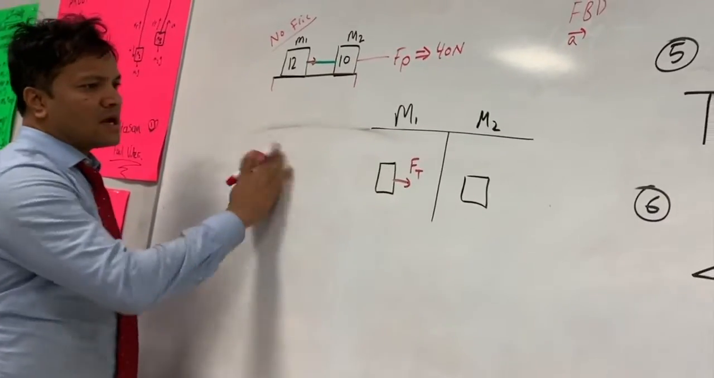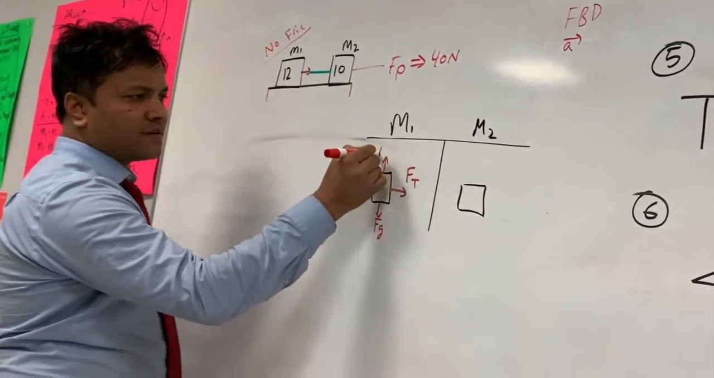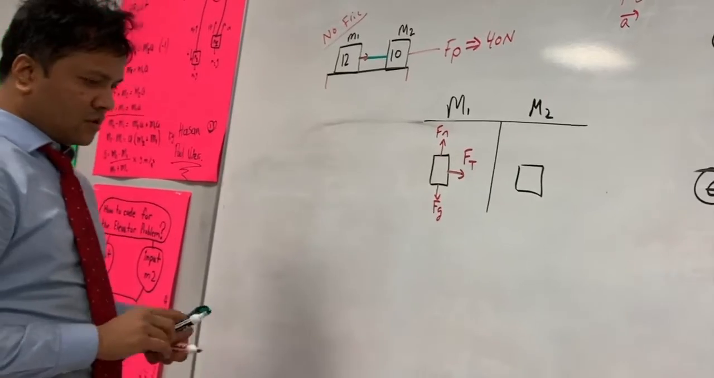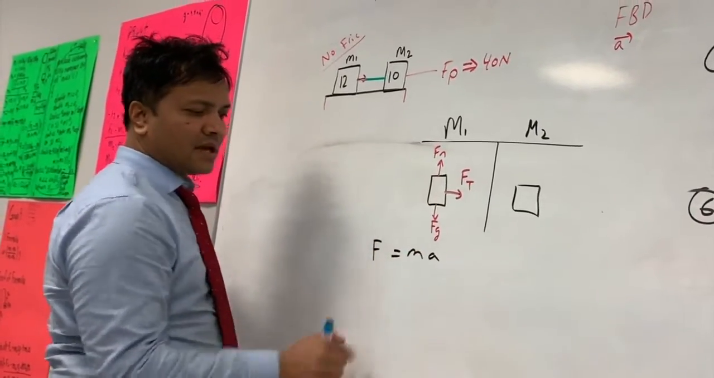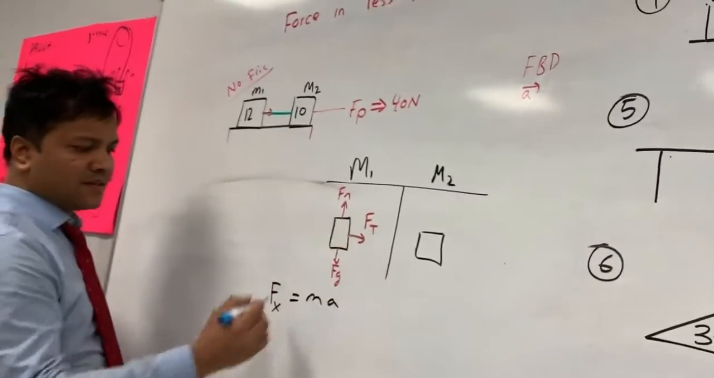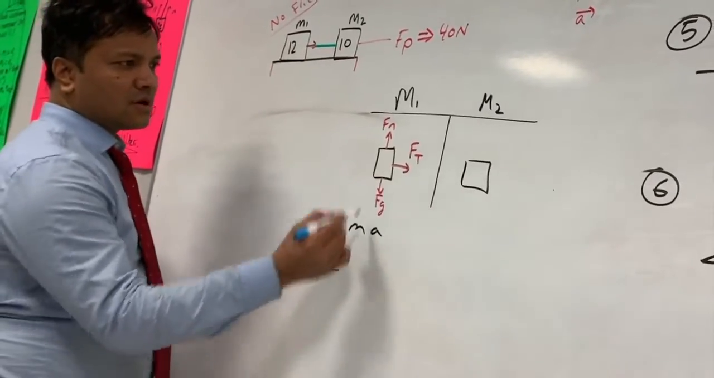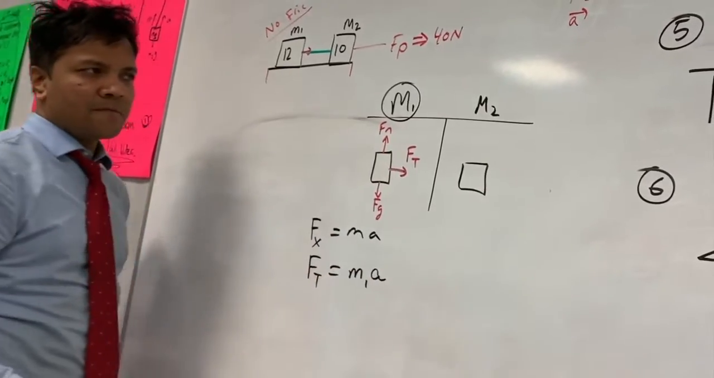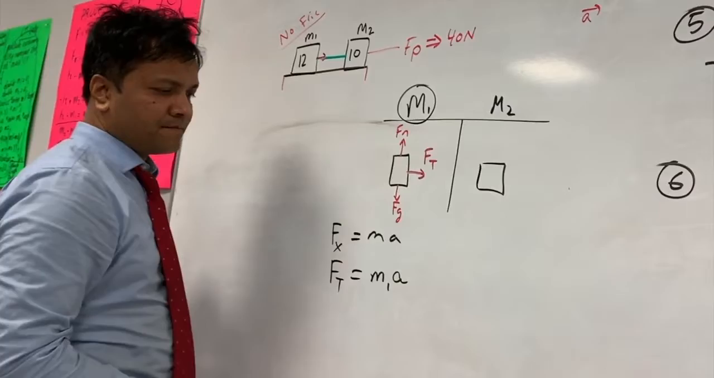Okay? I can write this one Fg and this one Fn. Alright, but there is no acceleration in the y direction. So now I'm gonna write F is equal to ma, in the x direction. In the x direction, how many forces? Ft is equal to m1a. Okay, it's acceleration to the east, so I'm gonna have positive a.